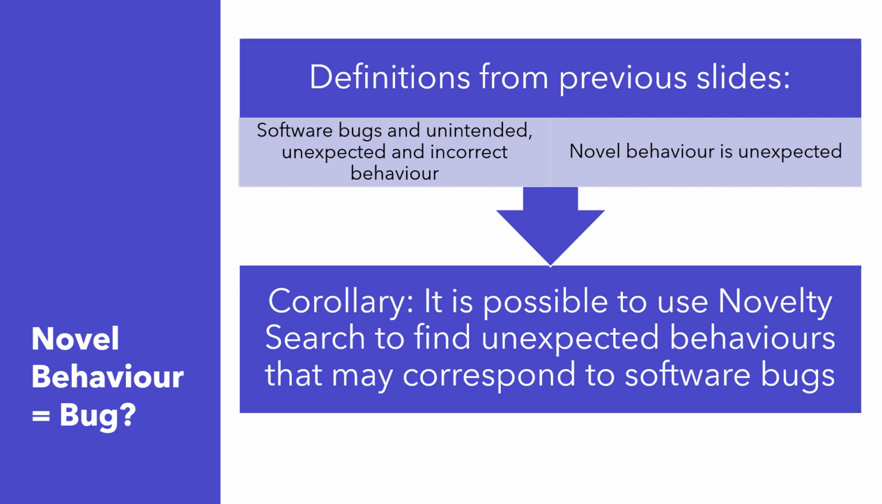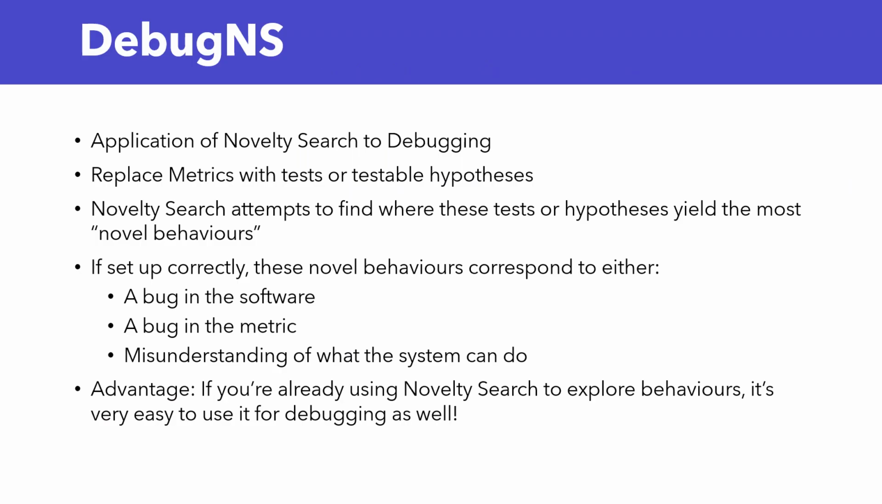The corollary of these definitions is that it is possible to use novelty search to find unexpected behaviors that may correspond to software bugs. As this process can be largely automated, there is the potential to make it easier to find software bugs. This leads to the subject of this talk, DebugNS, an application of novelty search to debugging.